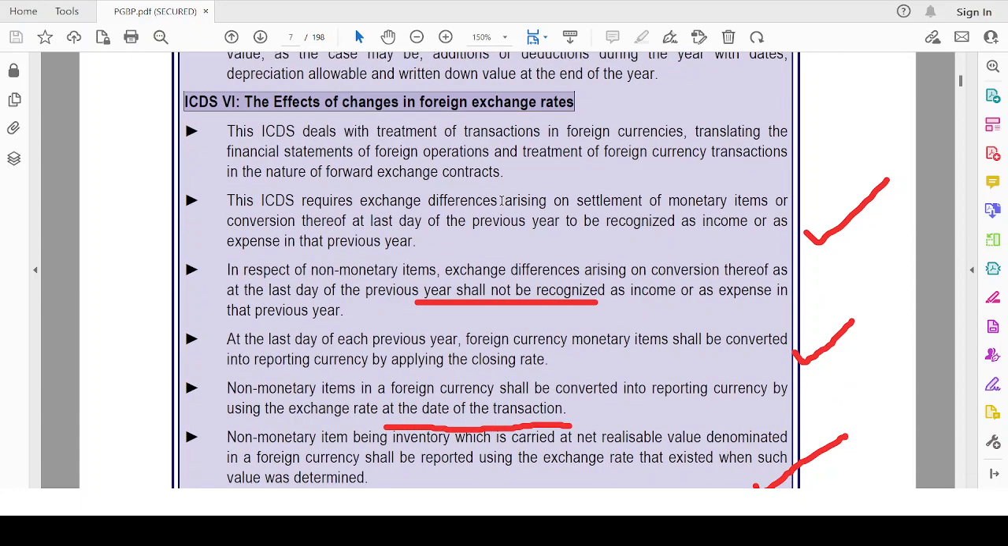Now, ICDS on the effects of changes in foreign exchange rates. It deals with the treatment of transactions in foreign currency, translating the financial statements of foreign operations, and the nature of forward exchange contracts, all the foreign exchange transactions. If I am getting an exchange difference on settlement of a monetary item or on conversion, then it has to be recognized as income or expense in the previous year. If I have a monetary item, either on settlement or conversion, I have to recognize it in that particular year. If it is a non-monetary item, I will not be recognizing anything, which means I do not recognize any foreign exchange differences.